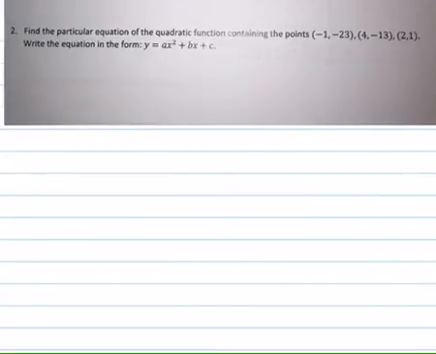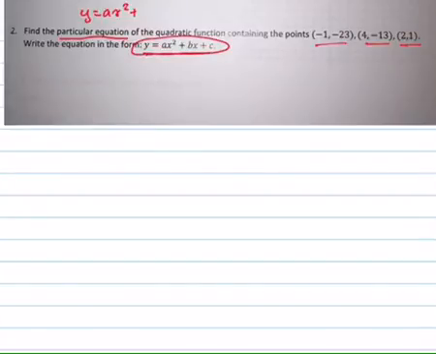So this problem wants us to find the particular equation. That just means like y equals ax squared plus bx plus c, that's this right here. The particular equation of the quadratic function containing these points. So they gave us 3 points, and they want us to find the quadratic equation that includes those 3 points.